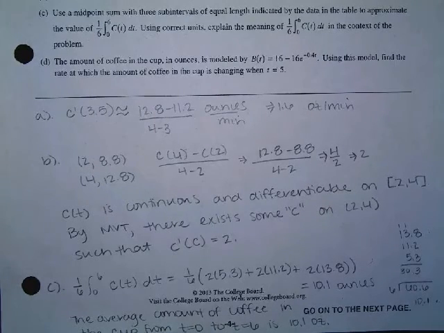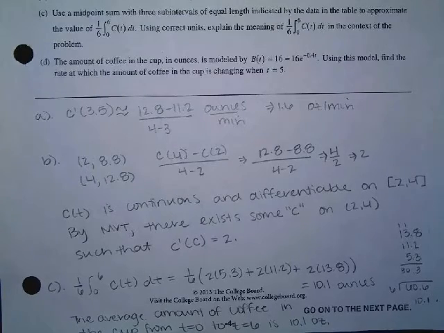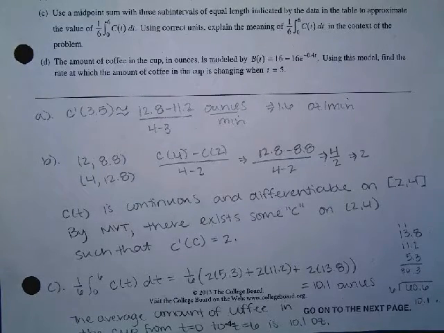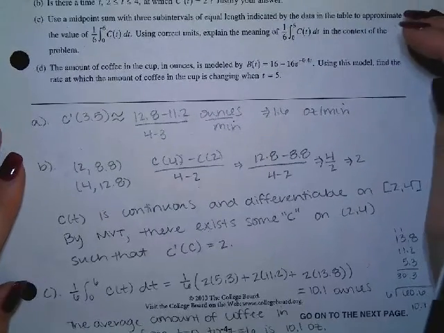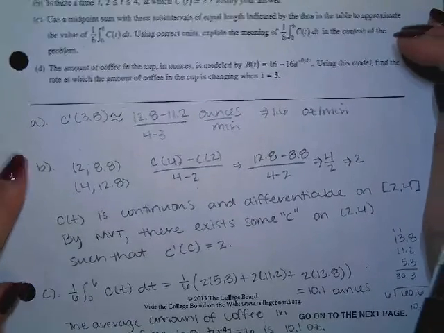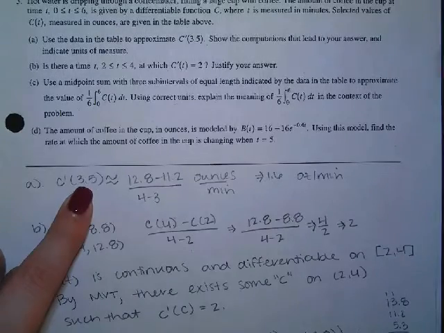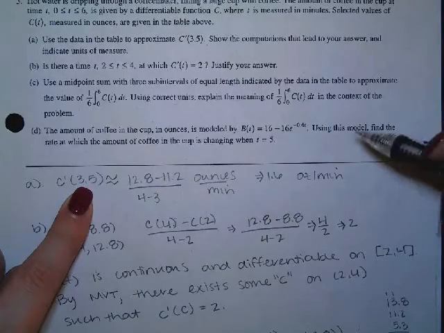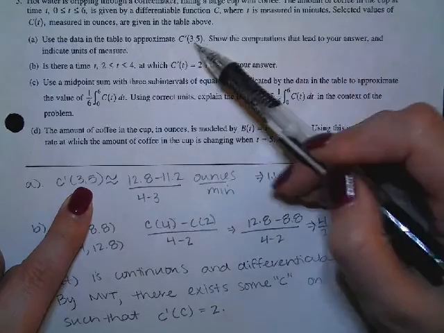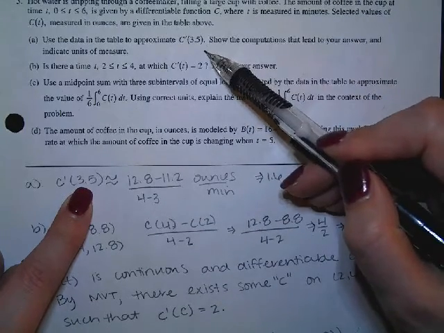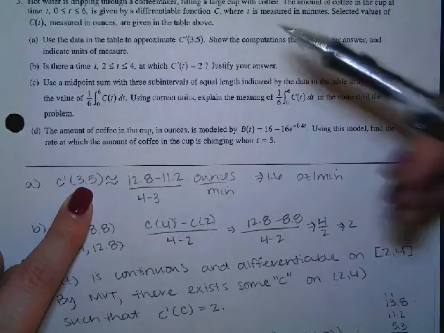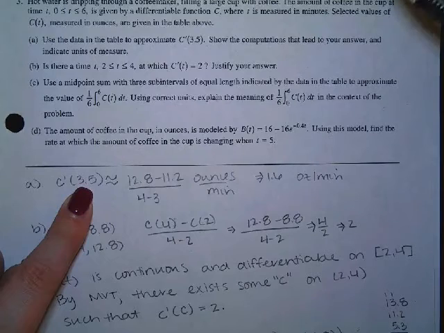So this question was very similar to the last question, but had some parts that were slightly different. Are we ready? So again, to start you off, they ask you to approximate C prime of something, but you don't have an equation to get the correct instantaneous rate of change, so we do the average rate of change and just say that it approximates the instantaneous.